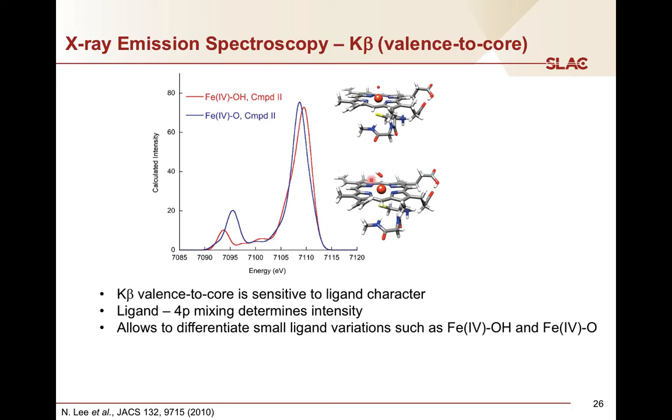So these are calculated spectra when you have an iron(IV) hydroxy compared to an iron(IV) oxo complex. So the only thing is you take a proton away. You do nothing else but taking one proton away, but the change in the spectra is quite significant, in particular here in the K-beta double primed. And so it is super sensitive to the ligand character, and it also allows even for small variations, such as taking a proton away.